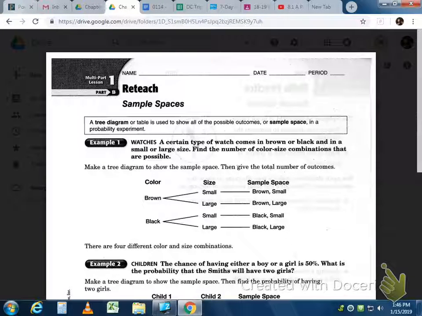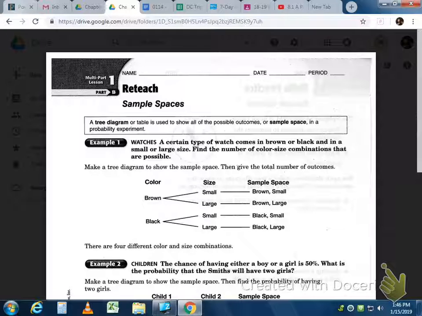Lesson 8.1b, sample spaces. This lesson is used with probability so that we can calculate the total possible outcomes. We're going to use a tree diagram. So we're going to find the total possible outcomes, and then we also might do some probability like last night once we have all of the possible outcomes shown. So let's look at example 1. We'll see how a tree diagram is started.